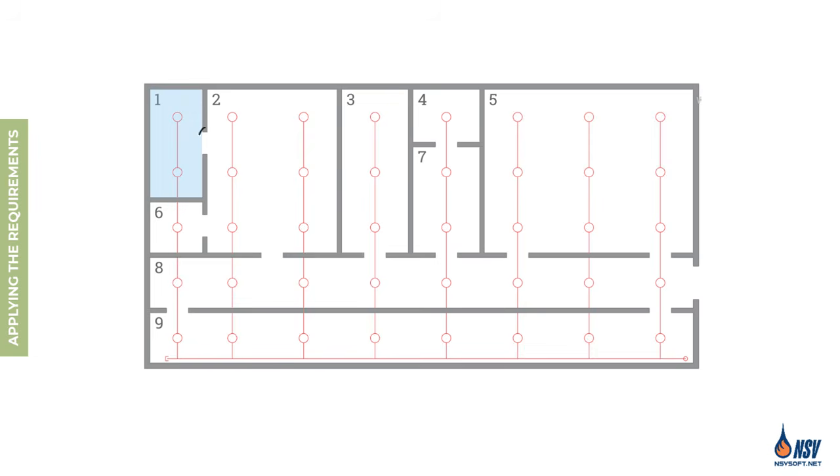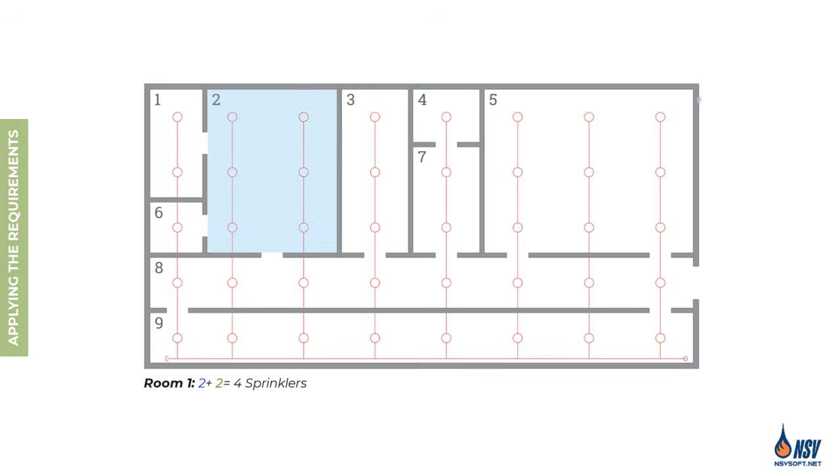This room has only one opening to room 2. To determine the number of sprinklers in the design area, we include all sprinklers in room 1 plus the 2 sprinklers in room 2 closest to the opening. Therefore, the design area includes 4 sprinklers.